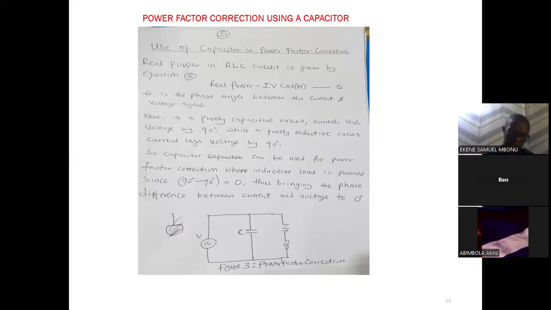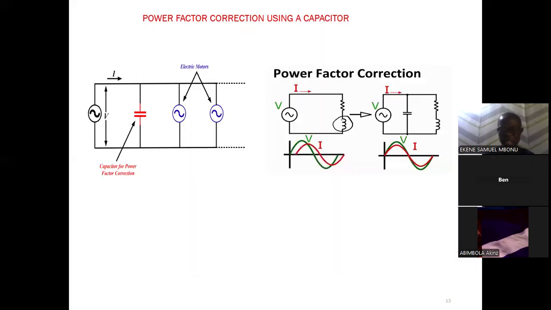This is what I mean. This is a capacitor, this is a source, these are electric motors which normally are inductive loads. So this one is before the power factor correction. This is after the power factor correction. So apart from using a capacitor to do filtration, using it to do coupling, using it to do what again?